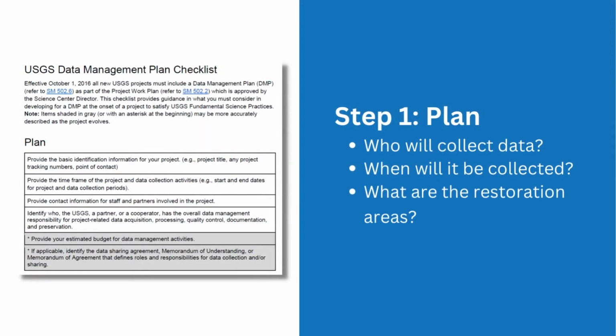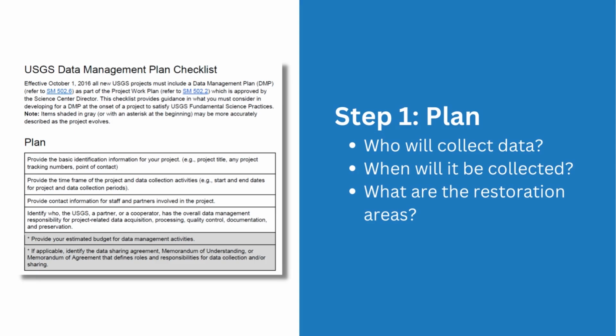Step 1. Plan. Who will collect the data? When will it be collected? And what are the restoration areas? Image of the first section from the USGS Data Management Plan checklist. The first step has the title plan, and there are 6 items in a table below it. The first row in the table states provide the basic identification information for your project. For example, project title, any project tracking numbers, point of contact. The second row in the table states provide the time frame of the project and data collection activities, for example, start and end dates for project and data collection periods.